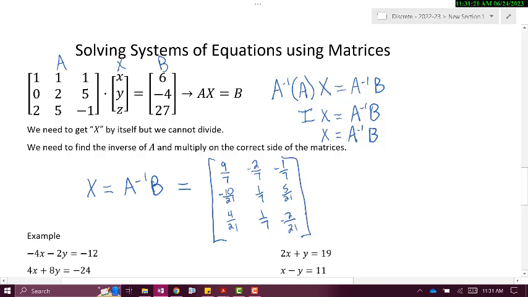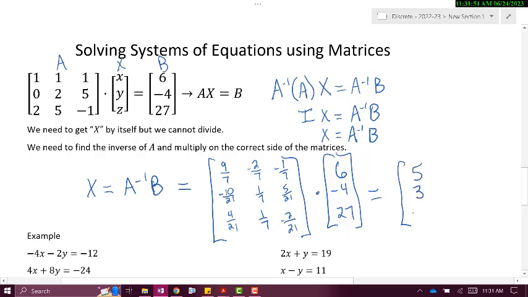And we're going to multiply that by our B matrix. And that will give us our X, Y, and Z. So, we are going to multiply that inverse by this matrix. And we're not going to do it by hand, we'll do it with the calculator.